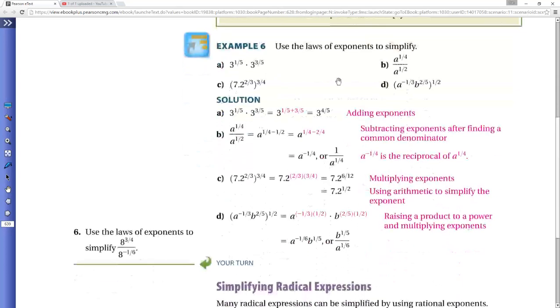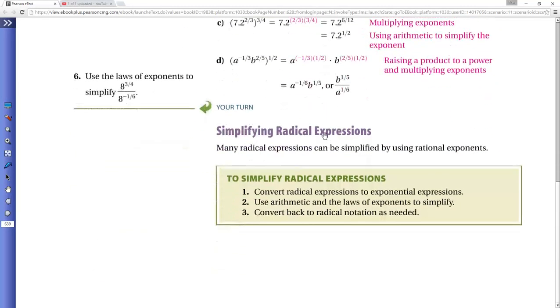Use these things, because that's going to make things a lot less complex to do whatever we're trying to do. And then convert back to radical notation as needed. And I would only do that if they ask for it in radical notation, and so on, okay?